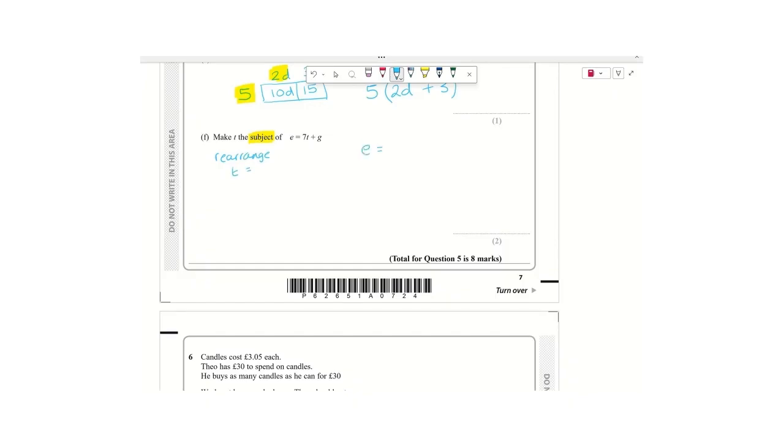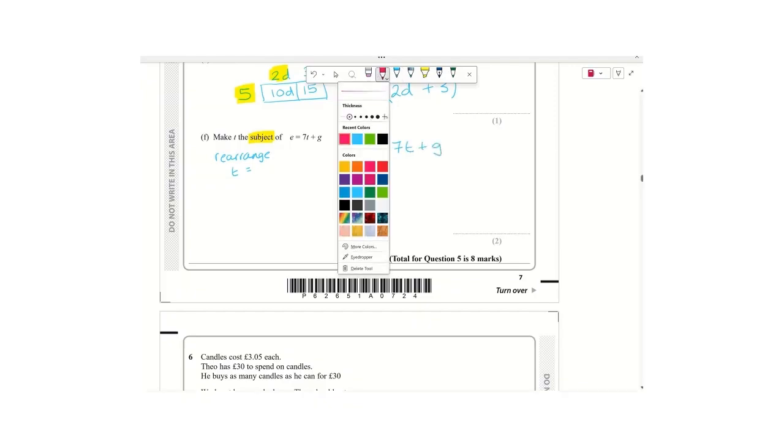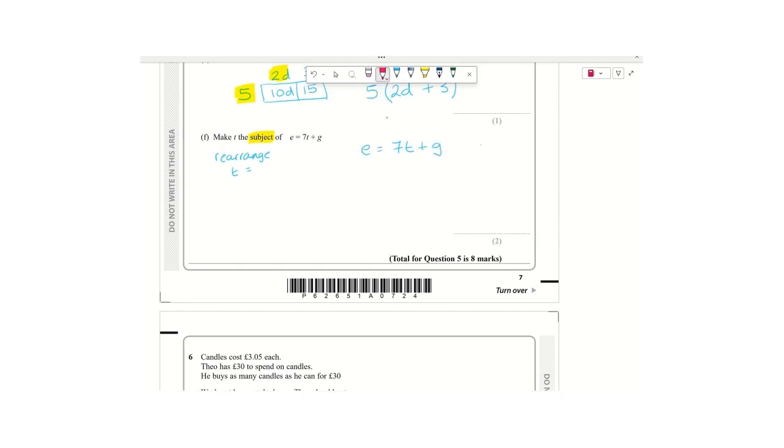So if I'm starting with E equals 7T plus G, the first thing I'm going to do is subtract the G from both sides, because I want to get the T's on their own. So on the left hand side, that leaves me with E take away G, and on the right hand side it leaves me with 7T, because G take away G is 0.